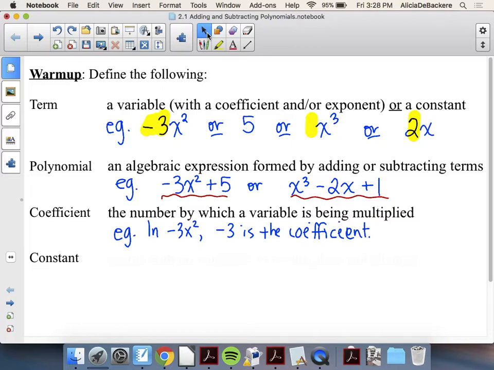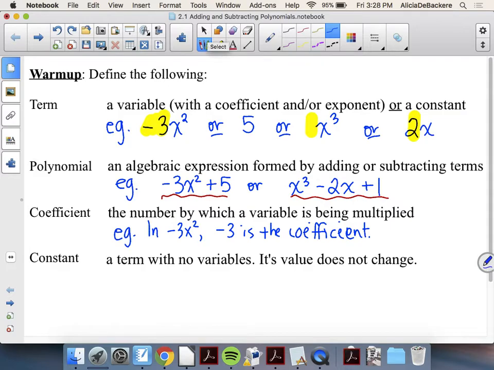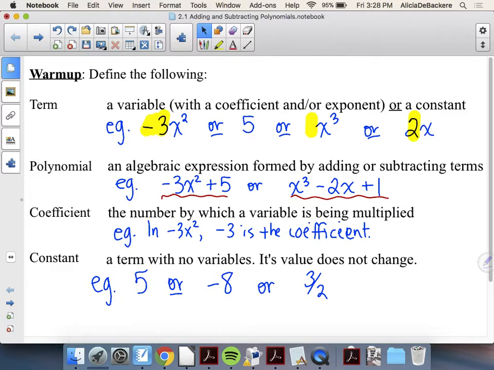My last word that we were going to define was constant. So a constant is a term with no variables. It's a value that does not change. So nothing is varying or variable about it. So my example above, my second term example of 5, that's an example of a constant. Or another example of a constant would be like negative 8 or 3/2. So basically it's just a number, right? Just a number, no variables. So there's 3 examples of constants.